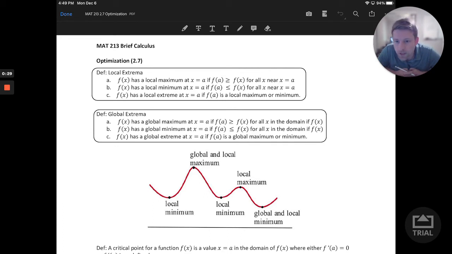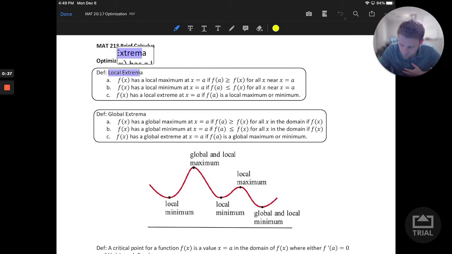So let's take a look at what it means to have a local extrema or a global extrema. In the table here, we have some subdivisions of what it means to have a local extrema. If f of x has a local maximum, we would say a local maximum occurs at a point x equals a if f of a, the functional value, is greater than or equal to f of x for all x near x equals a.